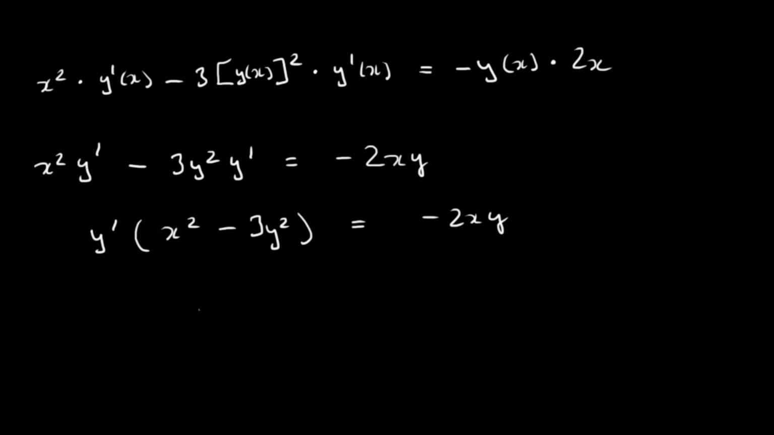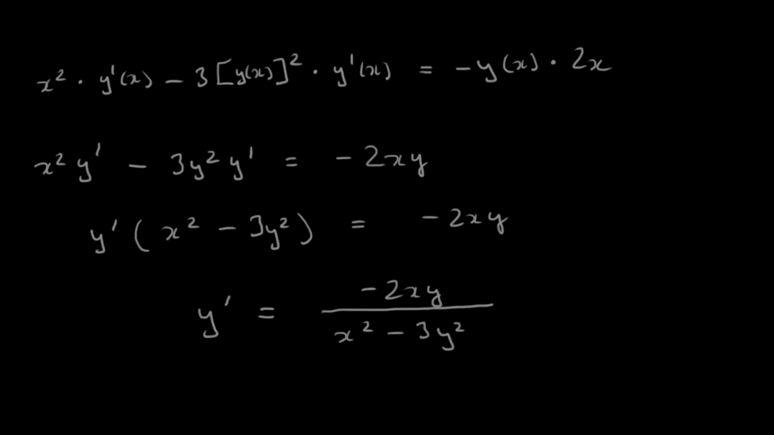And now lastly, to get our derivative, we're going to divide both sides, of course, by the expression in brackets, x squared minus 3y squared. And on the top, we got minus 2xy.